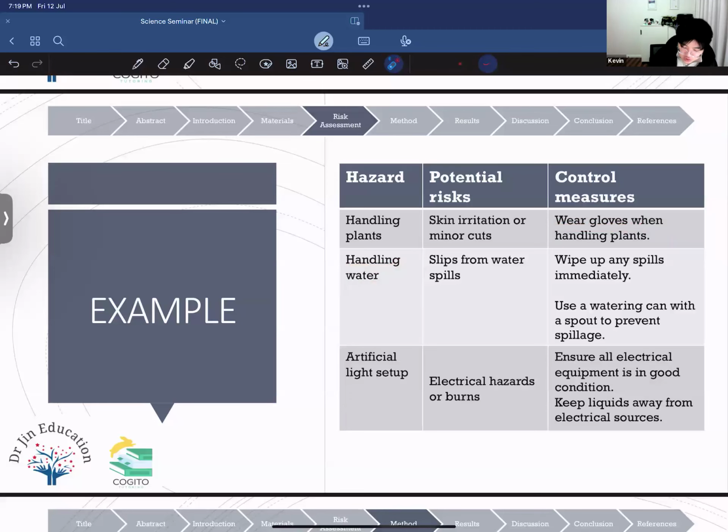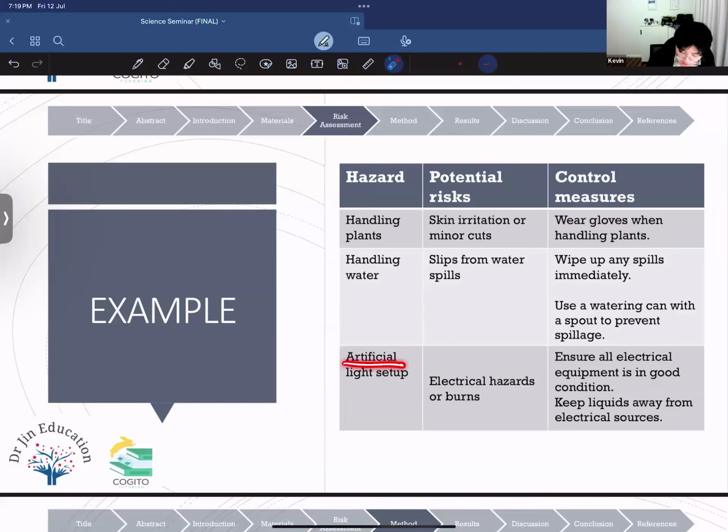Handling water. Potential risk: you can slip from water spills. That's possible. So how do you control that? You wipe up any spills immediately. You use a watering can with a spout to prevent spillage, possibly. That's one way to control it.